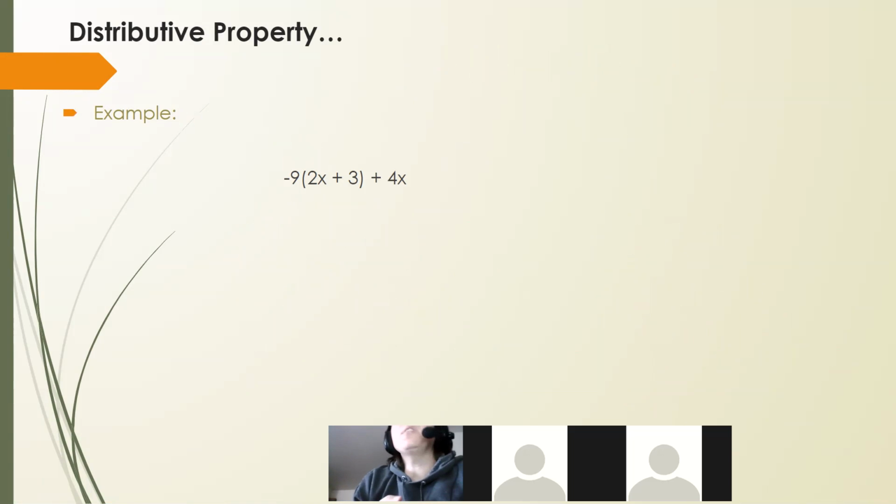Okay, so check out this one here. We have negative 9, parentheses, 2x plus 3, plus 4x. What would I do here first? And this is our last distributive property example. Then we're going to talk combining like terms, and then we're done. What would I do first here? I got to do the distributive property because that's what the heading says.